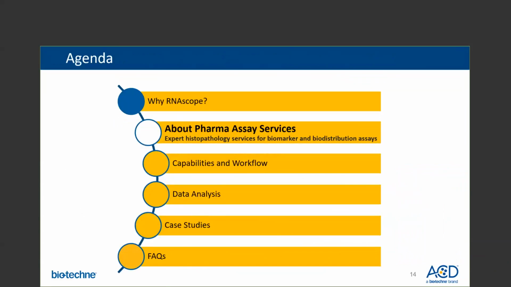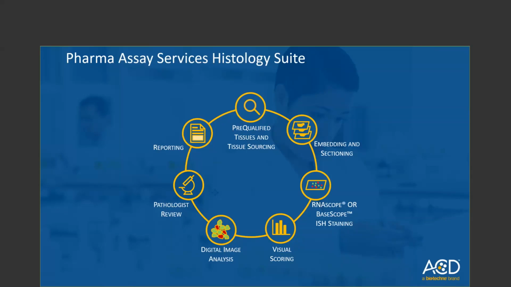Next, moving on to the crux of this webinar, what is Pharma Assay Services and how our expert histopathology services can be of use for your research needs. As you will see, we can help with acquisition of tissue samples through our trusted chain of tissue providers, pre-qualification of these for RNAscope and BaseScope ISH assays. We also work with third-party CROs and can easily manage the embedding and sectioning of samples in your studies, stain for RNAscope or BaseScope assays, as well as provide quantitative assessment and provide a report of all the findings to you for sharing with your colleagues.